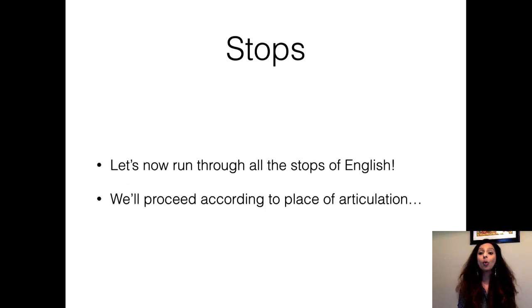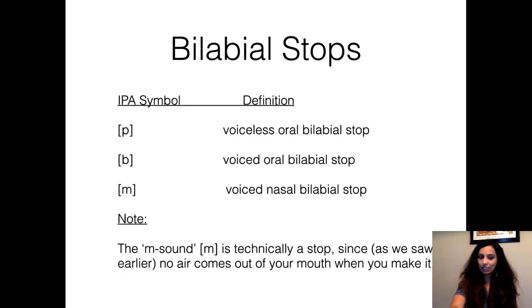Now let's run through all the stops of English, and we will divide them according to the place of articulation. So first, we see that there are bilabial stops. So these are p, b, m. All nasals are stops in English because, as you know, there is no air that comes out of the mouth when you produce a nasal. So therefore, we treat them as a stop.